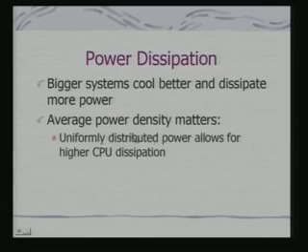And average power density is what is most significant. Obviously, uniformly distributed power allows for higher CPU dissipation, and as I pointed out earlier, that is a motivation for the layout. So, this power dissipation is related to the reliability of the system, as well as to battery life if it is operated via battery.